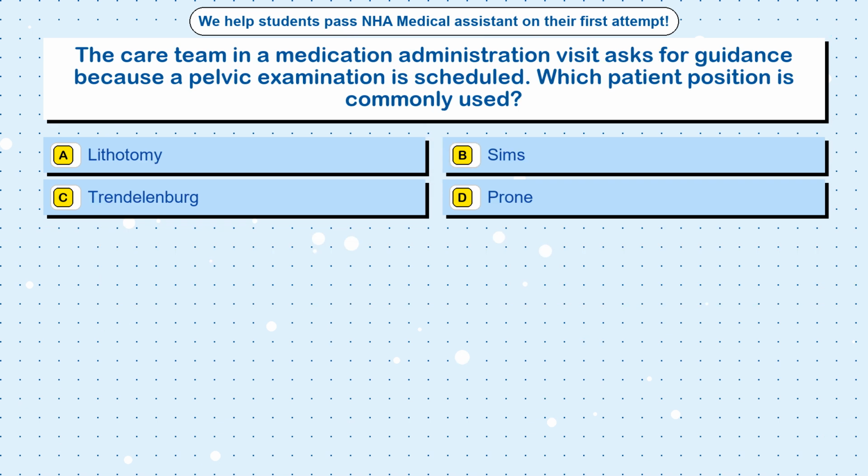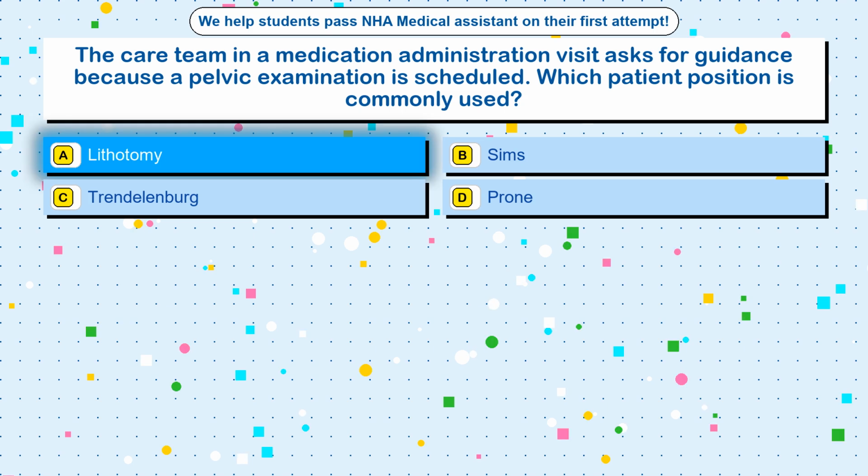Question 7. The care team in a medication administration visit asks for guidance because a pelvic examination is scheduled. Which patient position is commonly used? Option A. Lithotomy. Option B. Sims. Option C. Trendelenburg. Option D. Prone. The correct answer is option A.